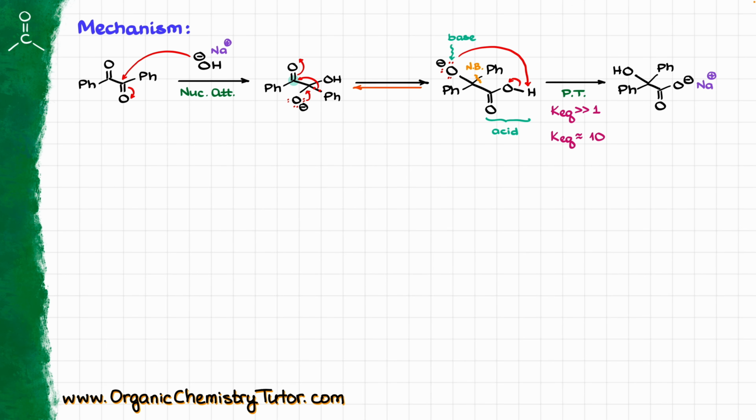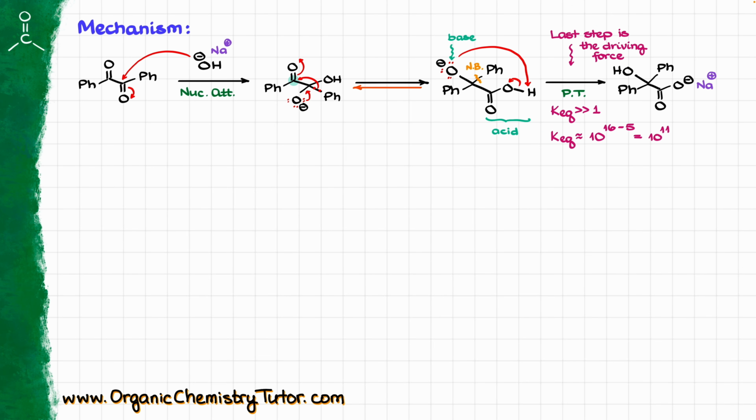So if a typical alcohol has a pKa of around 16 and the typical carboxylic acid has a pKa of around 5, we are looking at an equilibrium constant here of something like 10 to the 11th, or actually higher than that. So the last step in this mechanism is essentially a driving force for this reaction. And once we are past that point, there is no coming back.